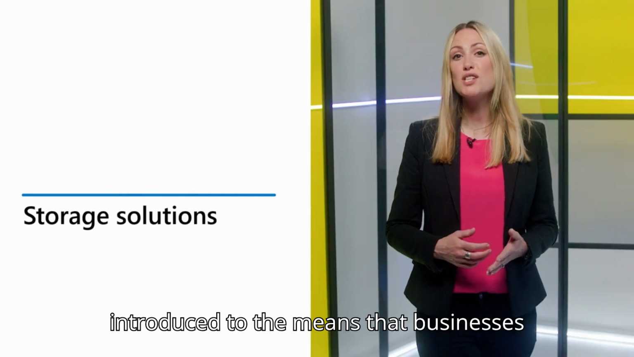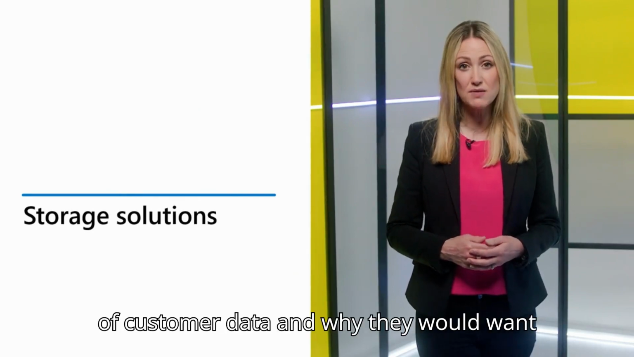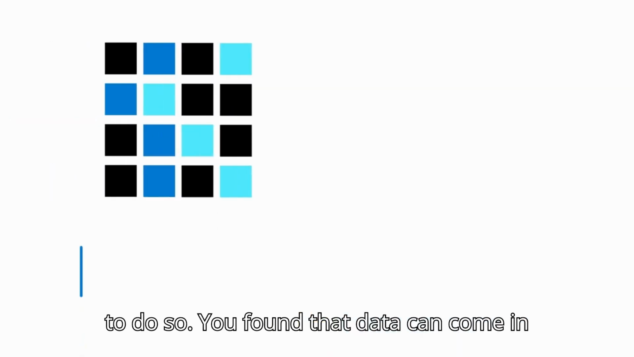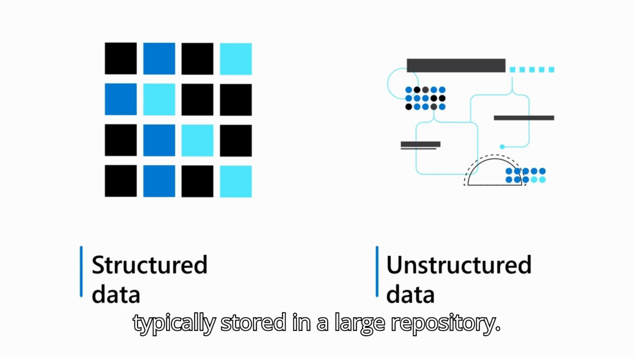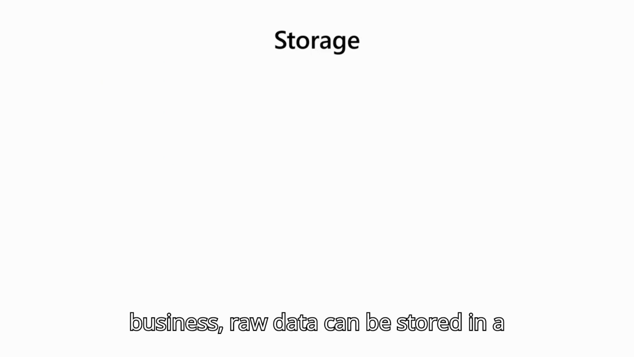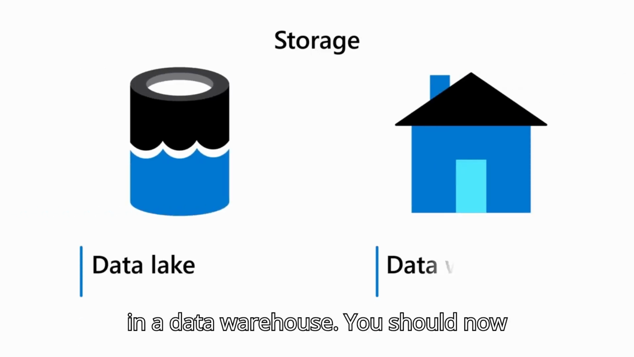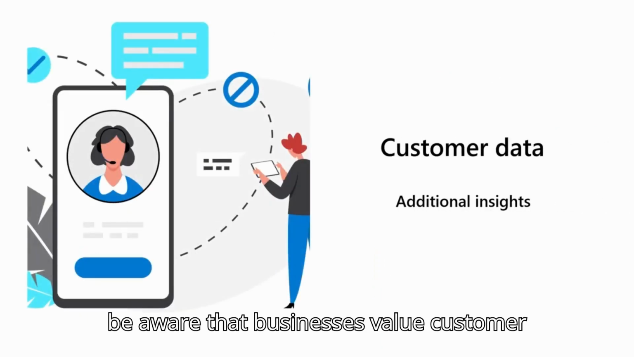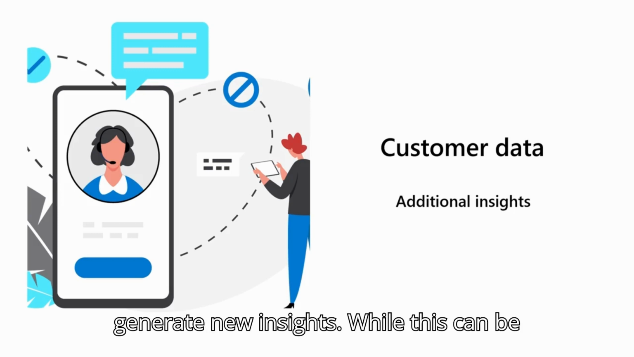Finally, you were introduced to the means that businesses use for storing and handling vast amounts of customer data and why they would want to do so. You found that data can come in structured or unstructured forms and is typically stored in a large repository. Depending on the needs and intent of the business, raw data can be stored in a data lake or processed data can be placed in a data warehouse. You should now be aware that businesses value customer data because it can be analyzed to generate new insights.